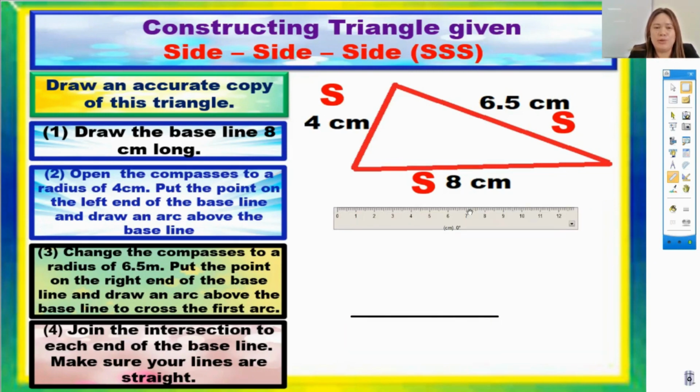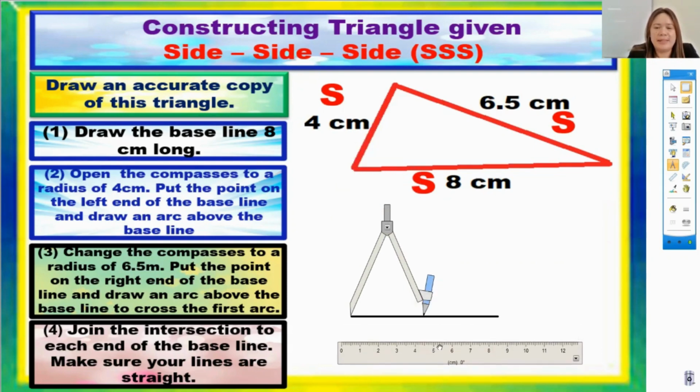Next, I'm going to open the compasses. First, I am going to set it to 4 centimeters. I have to measure my compass, which is exactly 4 centimeters here that you can see. And I'm going to put it at one end of my baseline. Then I have to draw an arc above the baseline, like this. You can make it long to make sure that the two arcs will intersect.